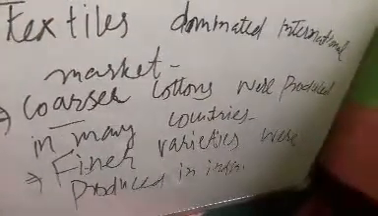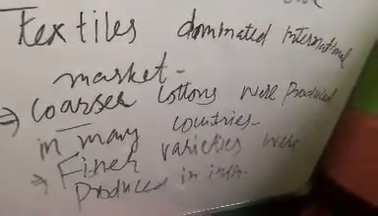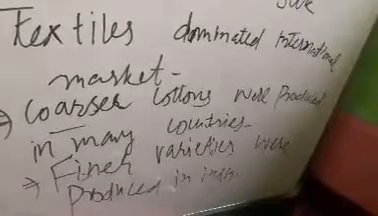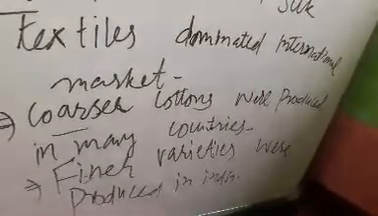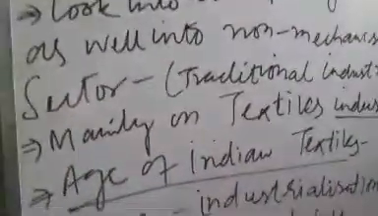So in many countries coarser cottons were produced, but the fine quality of cotton, the fine varieties of cotton, were produced only in India. And India was famous for these cotton and silk goods throughout the world. And Indian cotton and silk goods had dominated international trade, especially in terms of textiles. So this was the first important point.